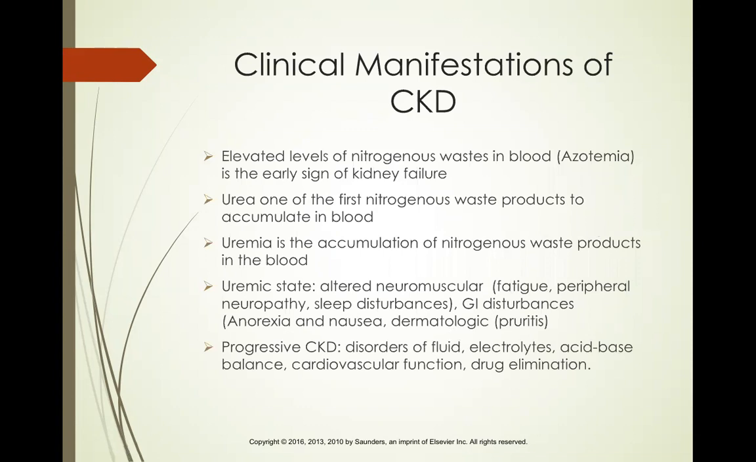In chronic kidney disease, there are elevated levels of nitrogen waste. Azotemia is the earliest sign of kidney failure. Urea is one of the first nitrogen waste products to accumulate in the blood. Uremia is the accumulation of nitrogen waste products. Progressive kidney disorders lead to electrolyte imbalances, hyperkalemia, and acid-base imbalance. The buffer bicarb is not able to be regenerated by the kidney, so it could leave the body in a pervasive state of acidosis. Cardiovascular malfunctioning and drug elimination.